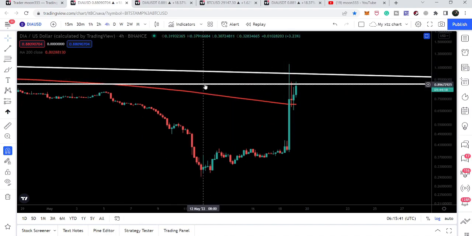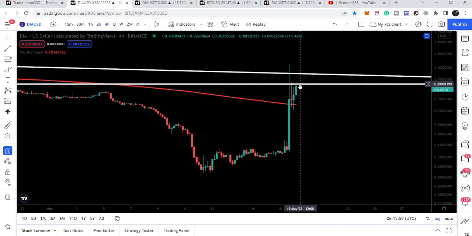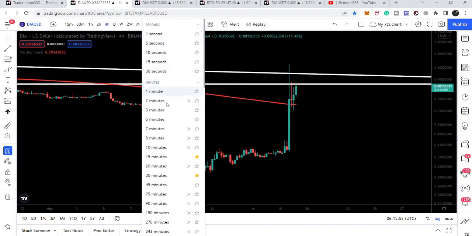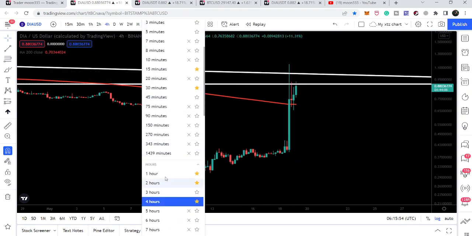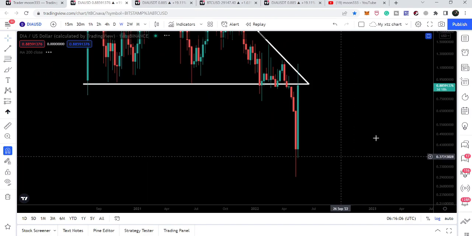And right now, this previous support of the triangle is acting as a resistance. We can see that on this 4-hourly time frame chart, candlesticks are getting rejected again and again, and are not able to re-enter this triangle. Now we are on the hourly time frame, and we can see that we have several rejections here, and right now DIA is once again trying to re-enter this very big triangle.